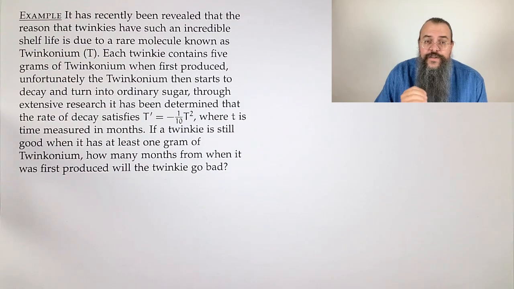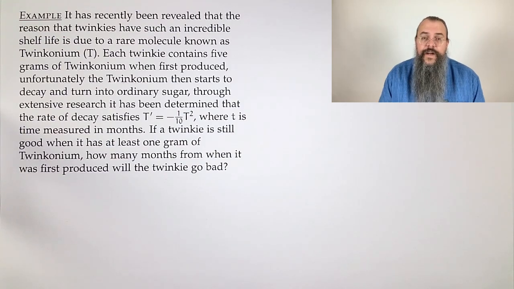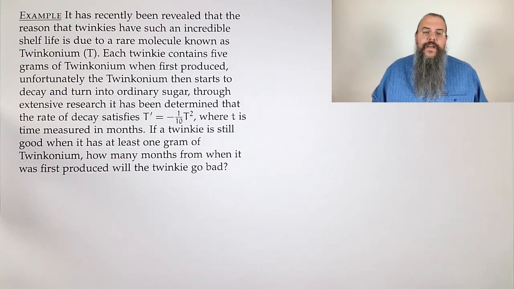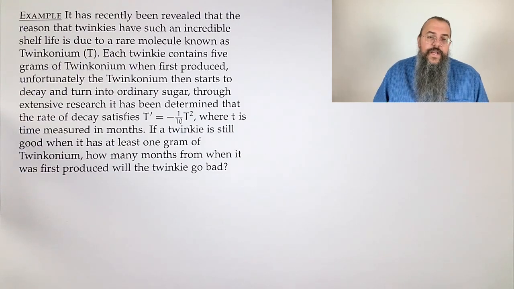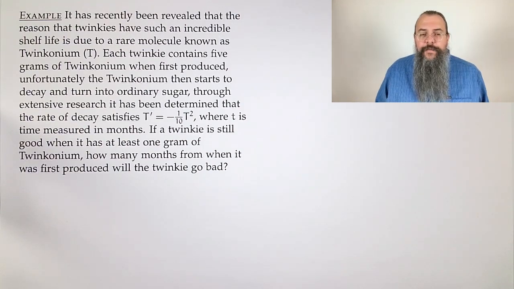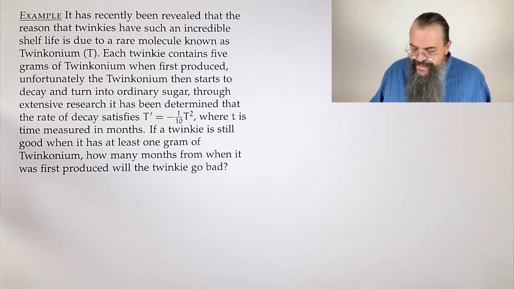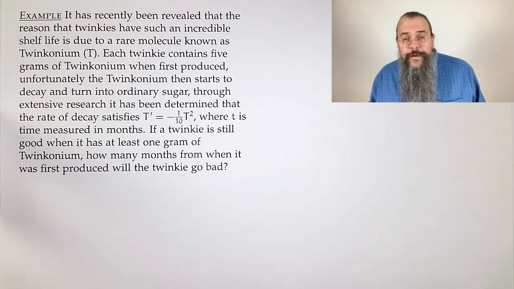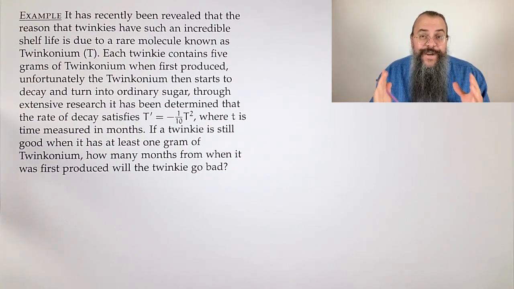Through extensive research, it has been determined that the rate of decay satisfies T prime equals minus 1/10 T squared. So we have this nice differential equation where time t is measured in months. If a Twinkie is still good when it has at least 1 gram of Twinkonium, how many months from when it was first produced will the Twinkie go bad? All right, if there has ever been a real-life application of differential equations, surely this must be it.